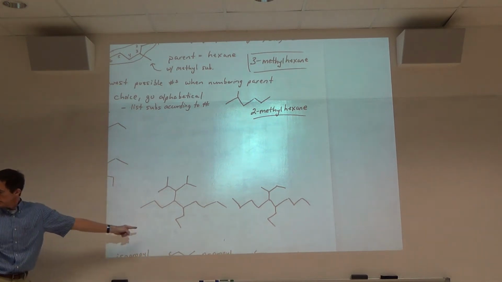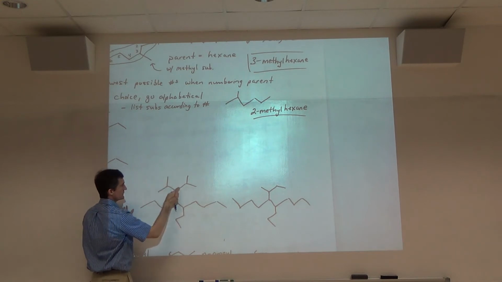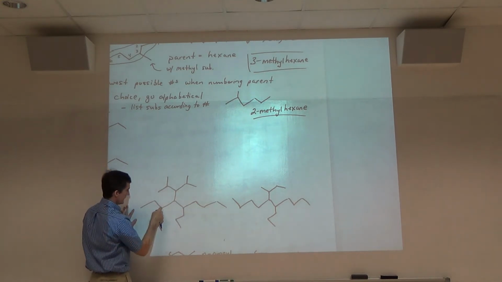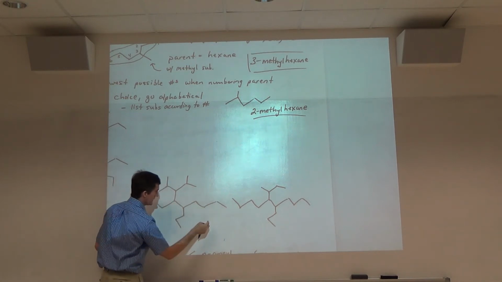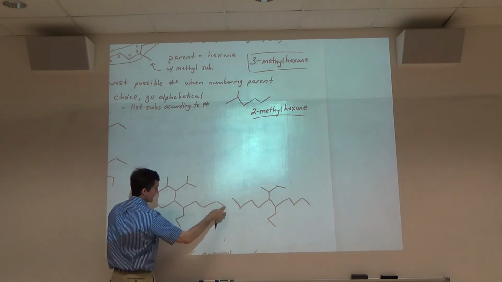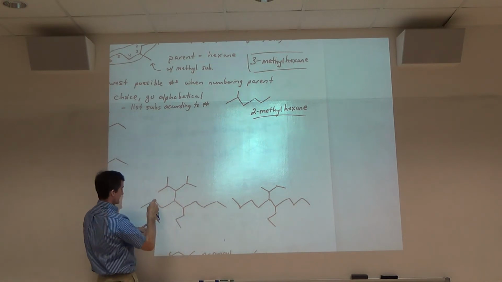Is this it here? Longest continuous chain. 1, 2, 3, 1, 2, 3, 4, 5, 1, 2, 3, 4, 5, 6, 7, 1, 2, 3, 4, 5, 6, 7, 8, 1, 2, 3, 4, 5, 6, 7, 8, 9. 1, 2, 3, 4, 5, 6, 7, 8.